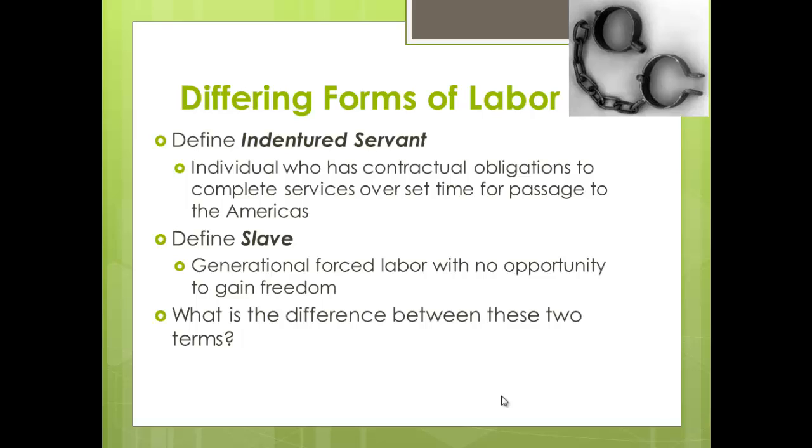That word generational means that it is based on your family. So if your mother was a slave, then you would automatically be a slave when you are born. And there is absolutely zero opportunity to gain freedom, or at least very little opportunity to gain freedom. The expectation at this time was that if you were born a slave, you would remain a slave for your entire life, and so would any future family members, any children that you might have. So for this course, it's important to understand the difference between an indentured servant and a slave.